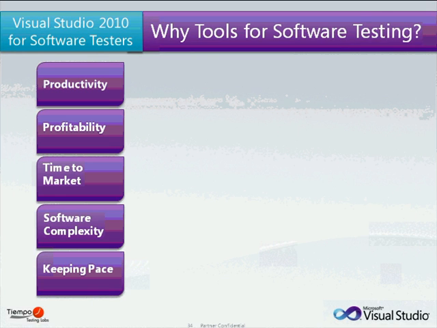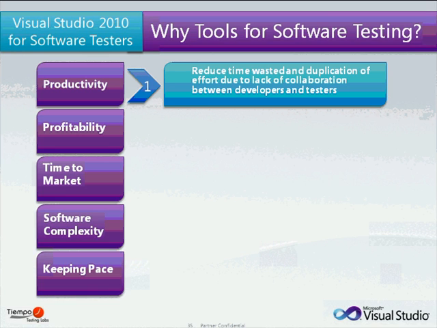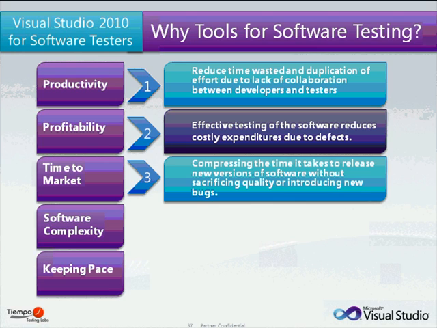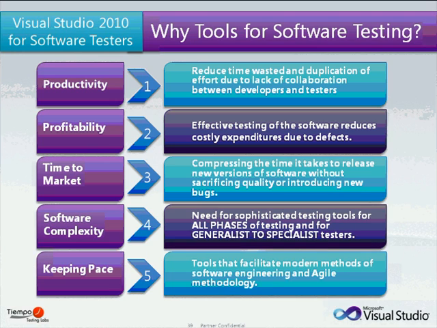Now, why a tool for software testing? Up until now, software has been tested primarily by manual testing. It's been done by generalist testers that have used Word and Excel and other more manual methods for testing the software. But as we see the 5 drivers, productivity, profitability, getting the software to market more quickly, software complexity, and keeping pace with the changes, we need an ability to address each of those issues. And so we now need tools to help us get this done.